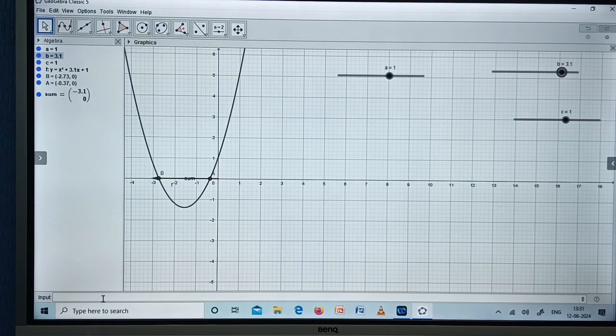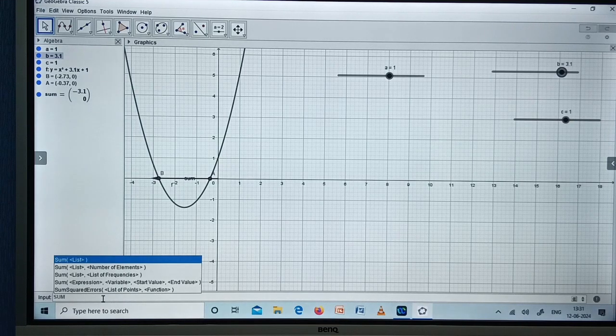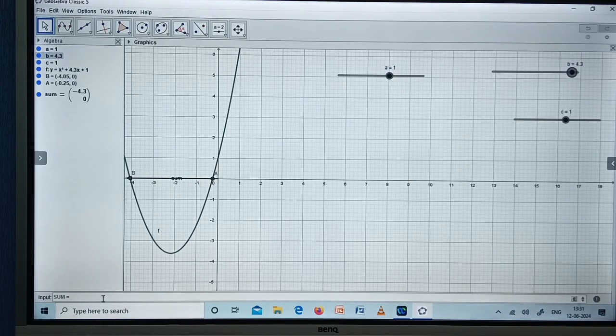But then I also want to find the sum using the formula. So sum, I will use capital notation to indicate the difference. So SUM equal to minus B by A. So now what do you observe? The sum initially I found by adding the zeros was minus 4.3. Now I have found using the formula is also minus 4.3.